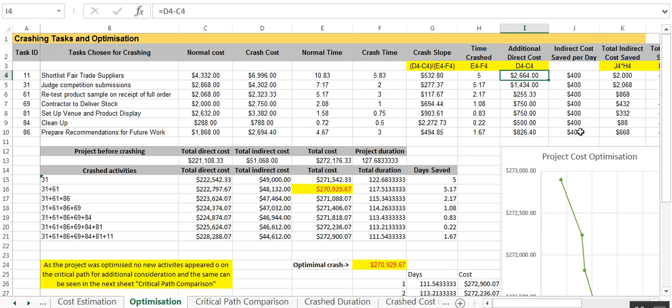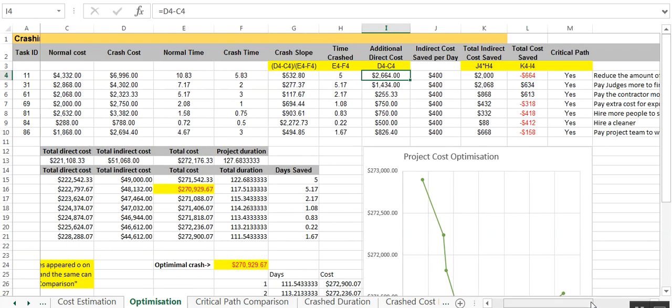So we have our indirect cost per day with a bit of an argument provided on the previous sheet. And as we move across, we can see the indirect saving, total direct cost, and total amount actually saved. Again, we've got to think about this in terms of the daily rate actually saved. Maybe another column might be put in, but this is pretty clear.